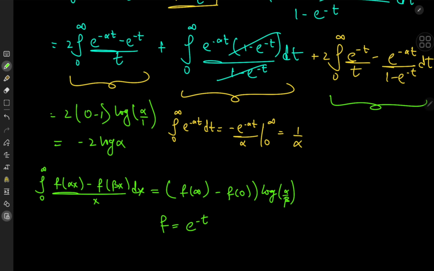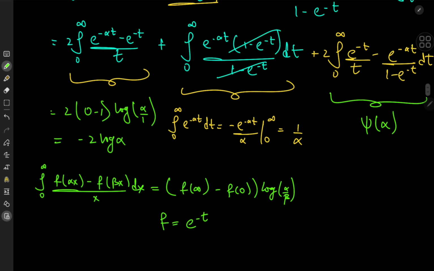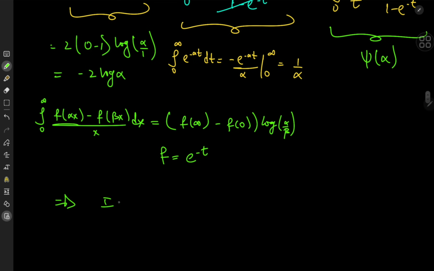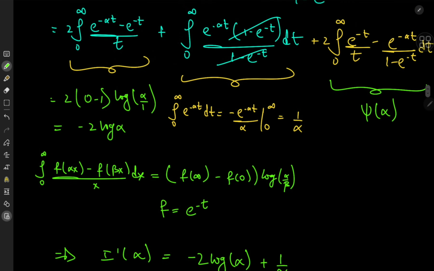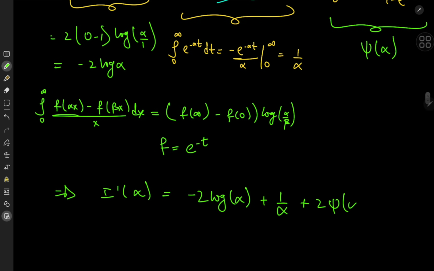And now, what about this thing over here? It may look kind of scary, but you know how much I love special functions, and this thing is the integral form of a very special function, and that is the digamma function. Specifically, it is the digamma function evaluated at whatever you have up there. So this thing is just psi of alpha. Okay, cool. So this implies that I prime of alpha equals negative 2 log alpha plus 1 over alpha plus 2 psi of alpha.